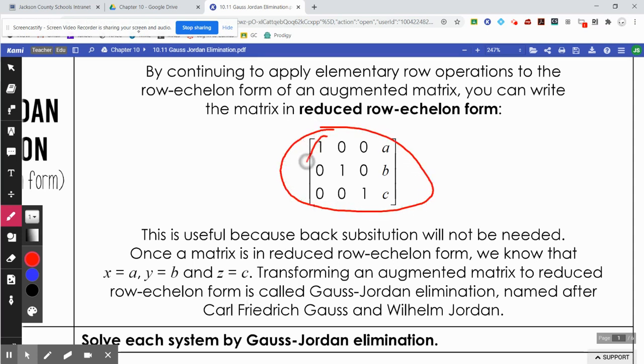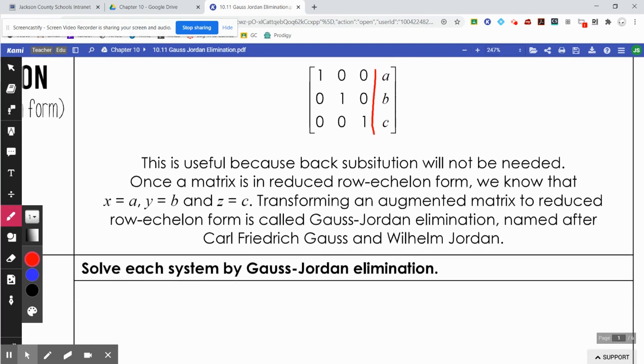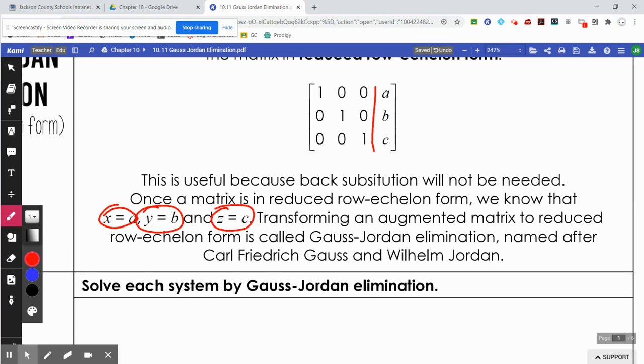And I do want to point out that on the left side, you have your identity matrix. Then you have your A, B, C, which is going to be what everything is equal to, and there is your equal sign that I normally put. This is useful because back substitution will not be needed. Once a matrix is in reduced row echelon form, we know that X is A, Y is B, and Z is C, because you could actually take and rewrite this. This says 1X is equal to A, 1Y is equal to B, and 1Z is equal to C.